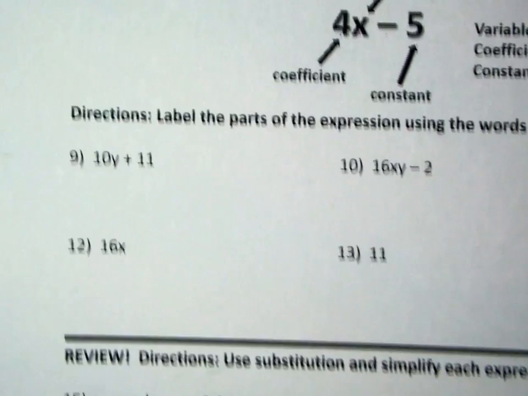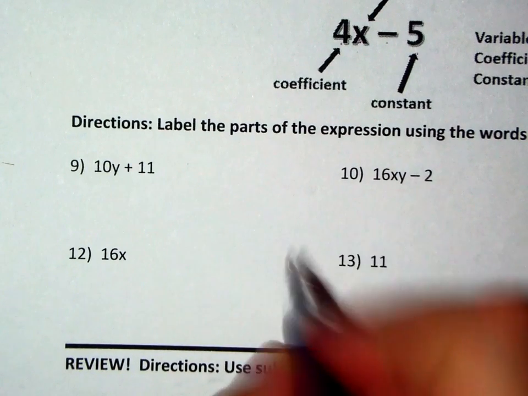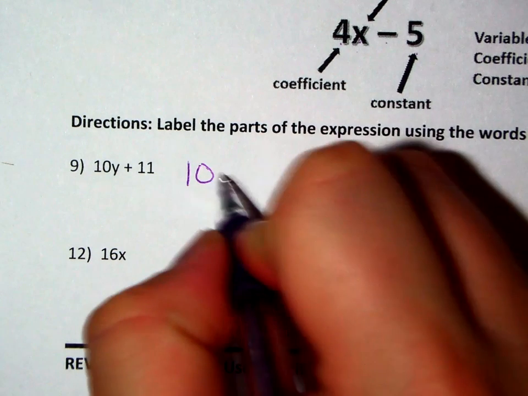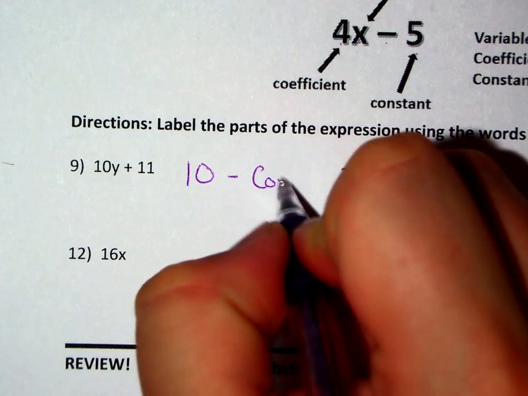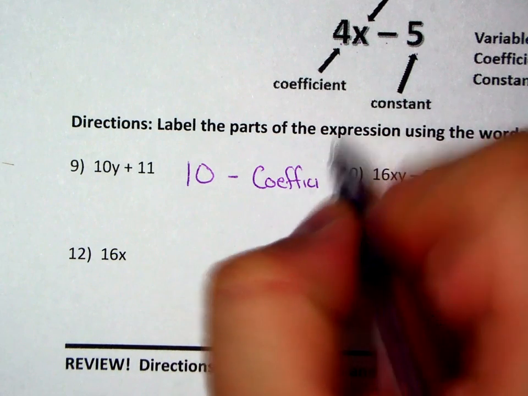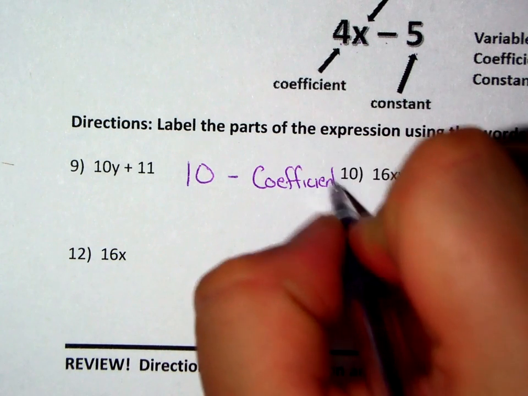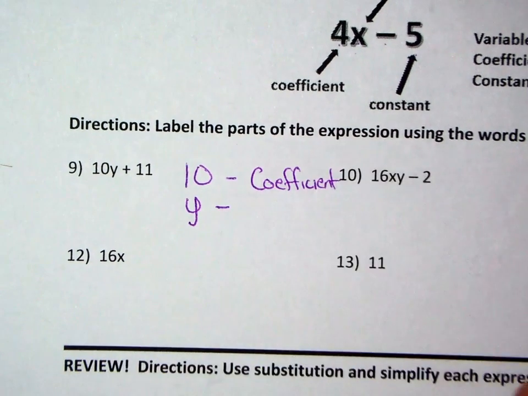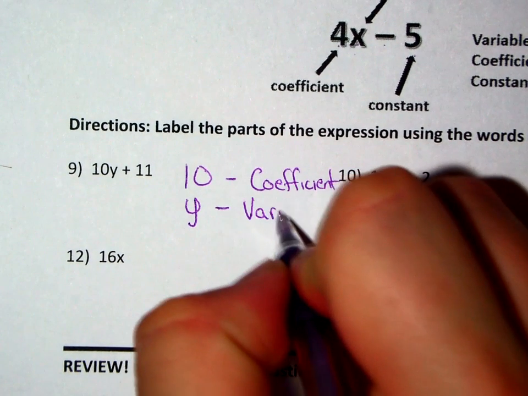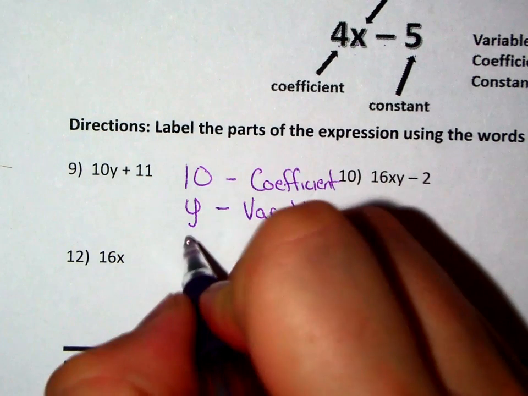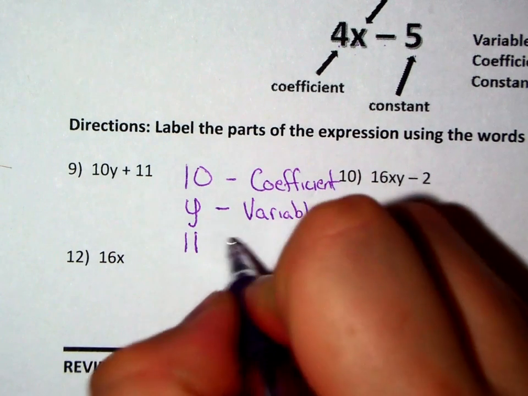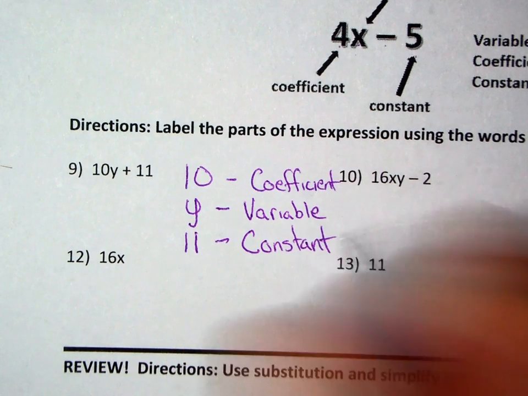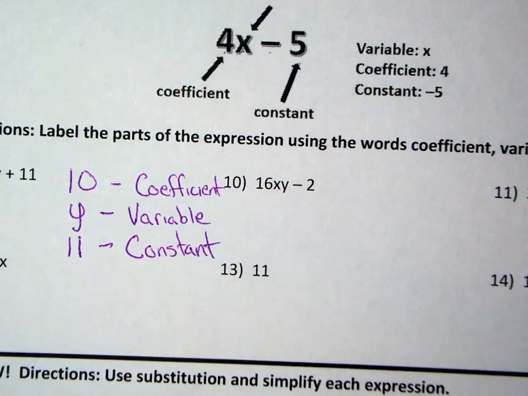So, for example, we could say for number 9, 10 is our coefficient. Y is our variable, and 11 is our constant. You should be able to do the rest of these pretty easily.